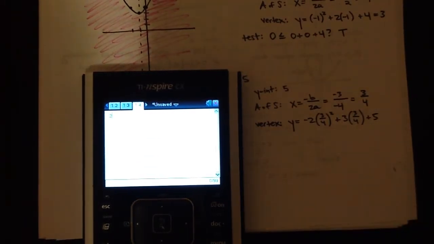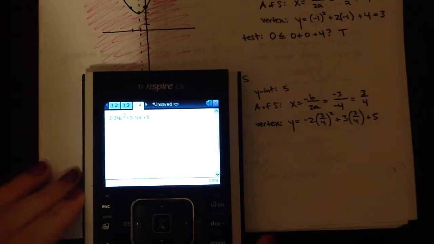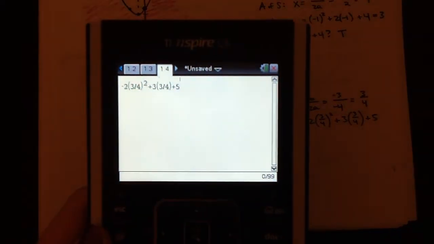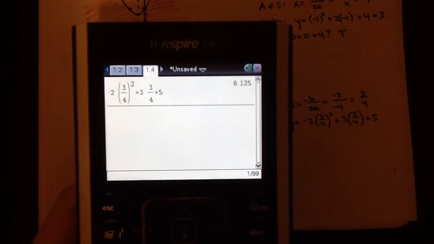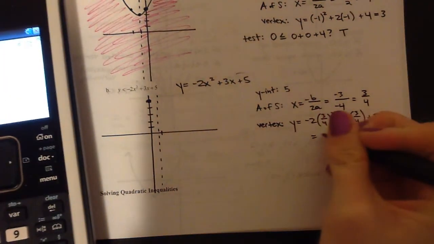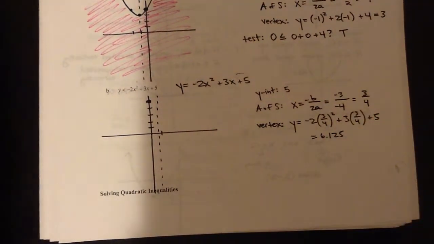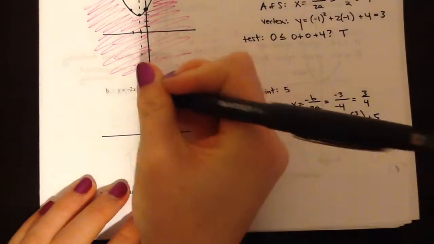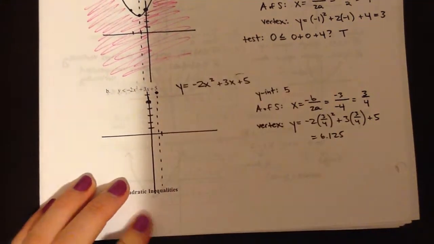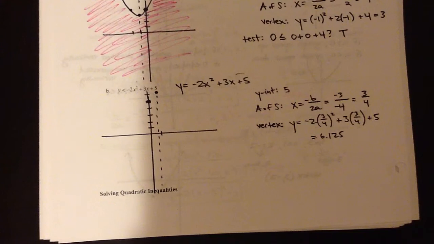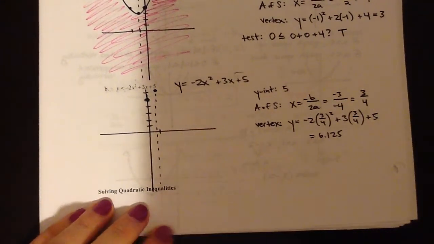Okay, so negative 2 times 3/4 squared, and then plus 3 times 3/4, and we're just going to have it give us a decimal, plus 5. All right, so let's see that screen there. Just plugged it right in. And then make sure you hit Control Enter if you want it to give you a decimal. So 6.125. So if we go back to my axis, here's 6.125, would just be the tiniest little bit higher.